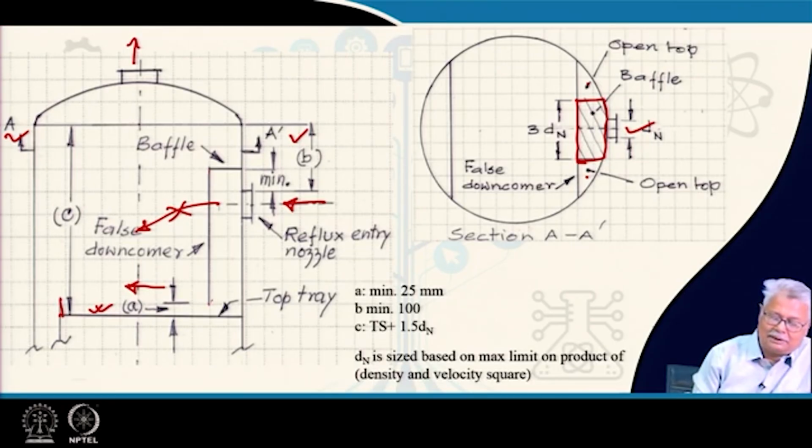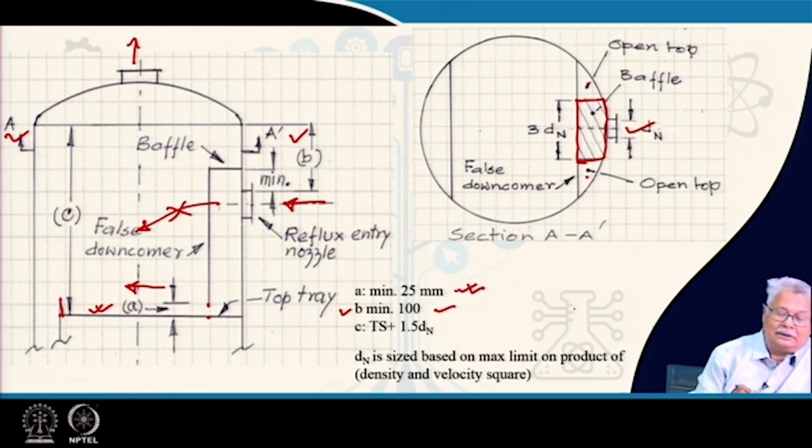You have a clearance between the false downcomer and the tray deck. The minimum gap to be kept is 25 millimeters. Now, you will also remember the liquid depth on a tray typically will be anything between 50 to 60 millimeters. This is something which is a thumb rule, but it is true in most of the designs. Now, you have one more important dimension. That means how much below the top you are going to inject your reflux. That is your dimension D. The minimum is 4 inches, that is 100 millimeters.